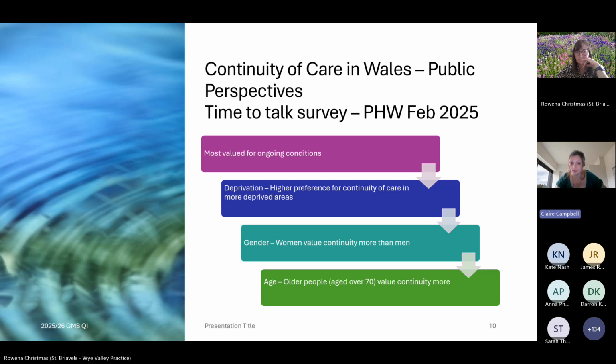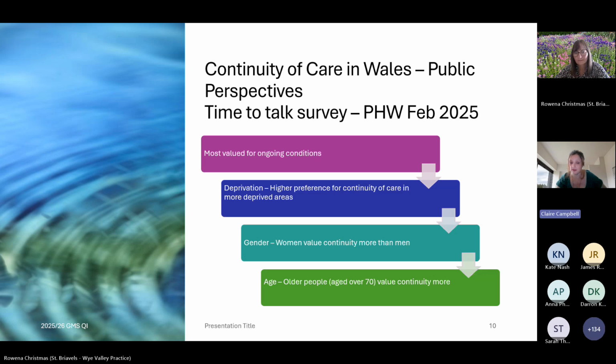Patients in more deprived areas have a higher preference for continuity of care, especially if that care is ongoing conditions. This suggests trust and familiarity are more critical in deprived communities. In general, women value continuity more than men across all scenarios, but even more so in ongoing conditions. Men do tend to deprioritise continuity, especially in emergency situations.